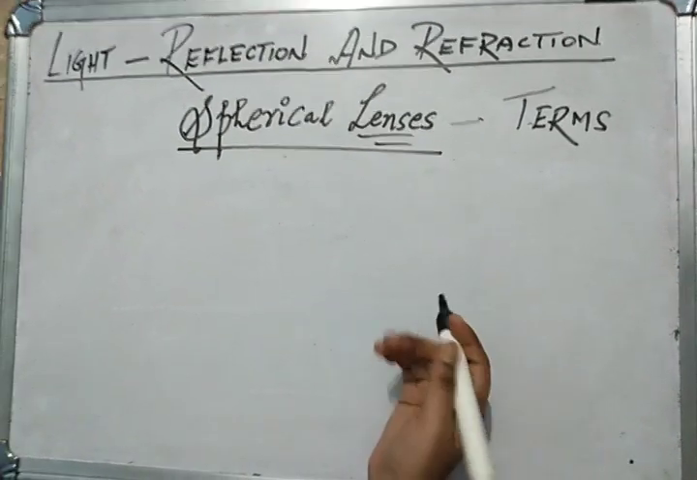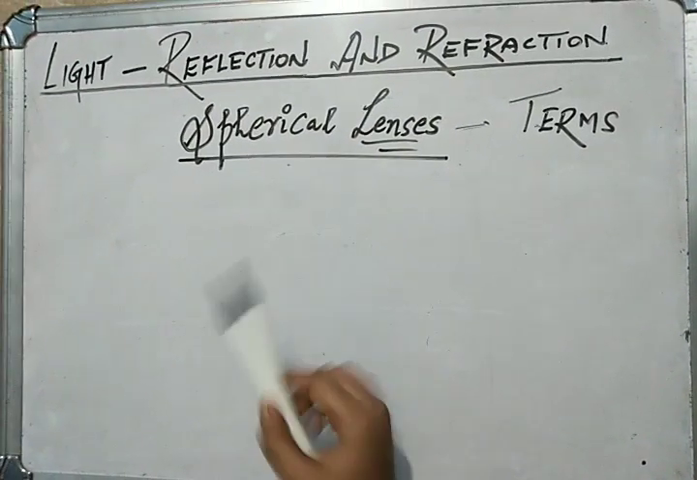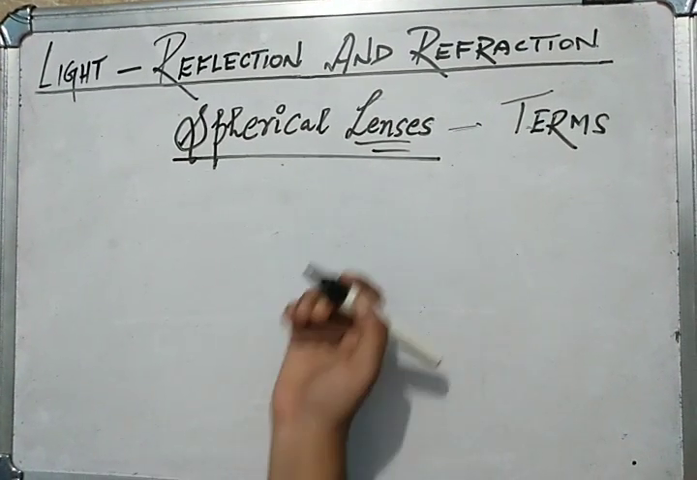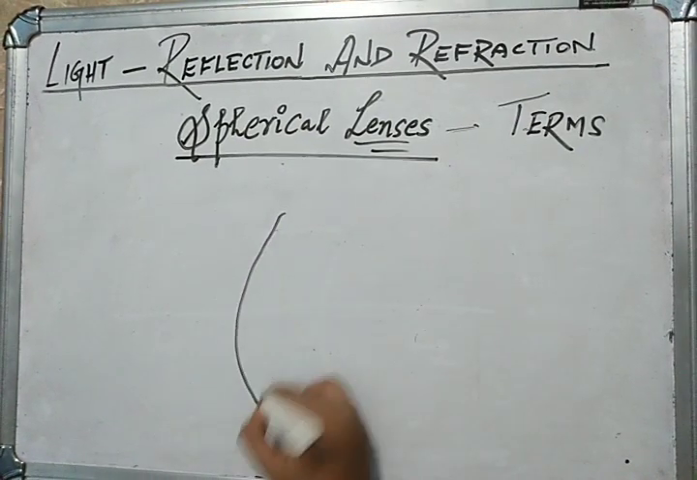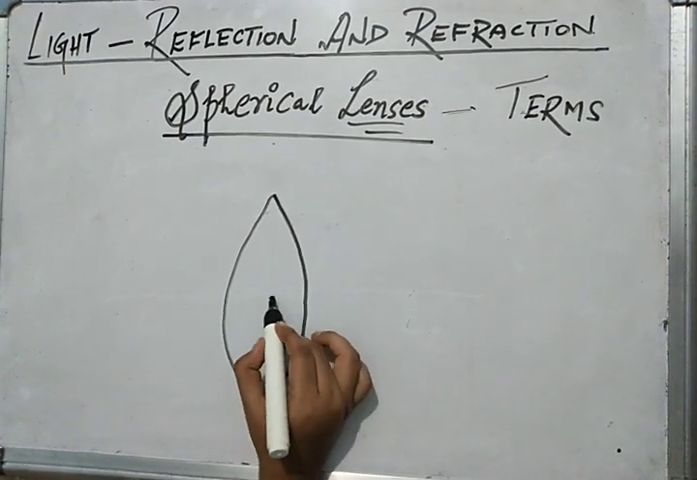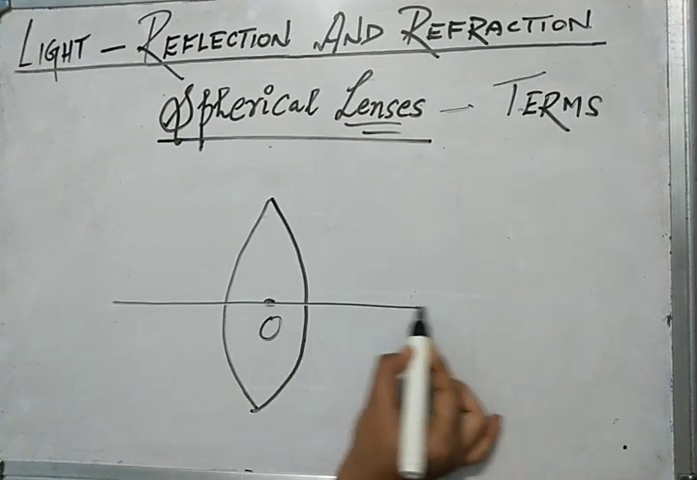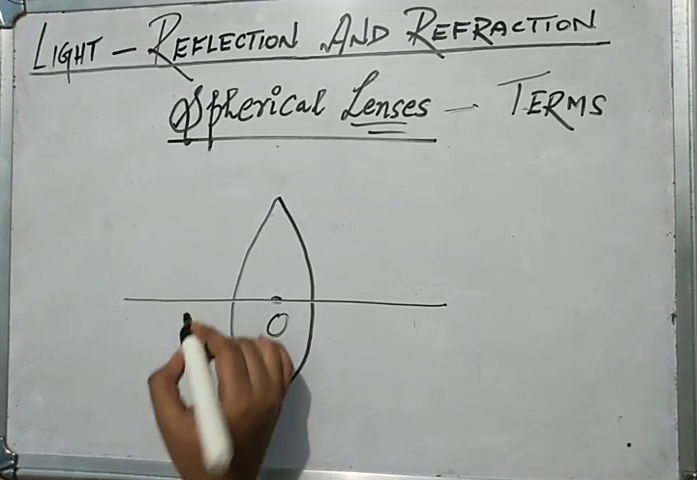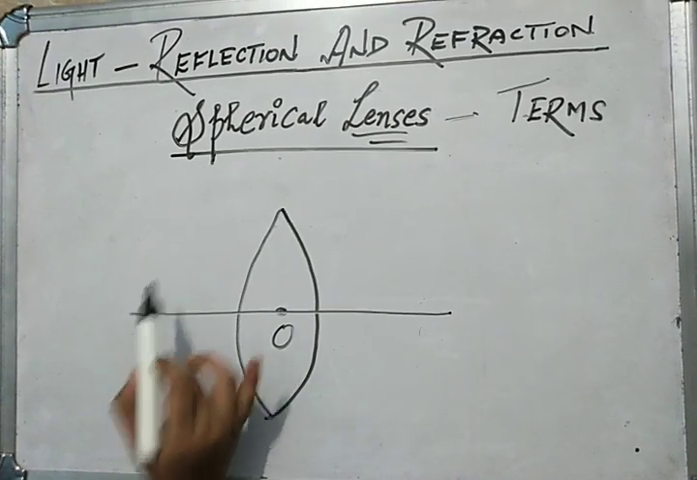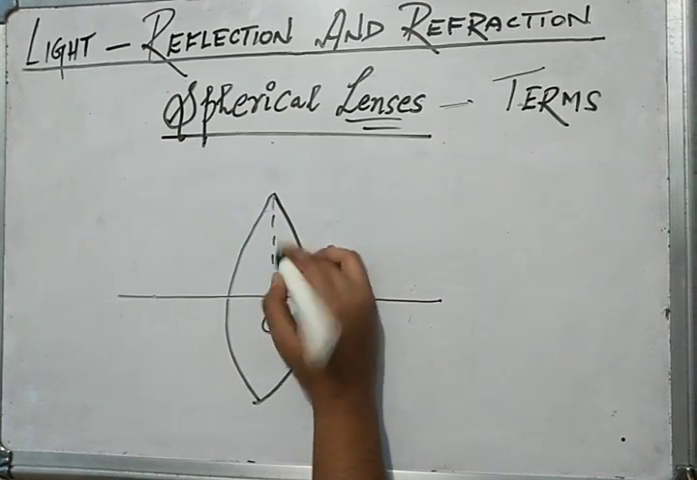Similarly, whatever you learnt in spherical mirrors, the same kind of terms you're going to learn in spherical lenses too. But it's a little different. A slight difference is there. Now first let me go with the convex lens, then I'll teach you with the concave lens. Convex lens, alright. This is the optic center, principal axis. Alright, now some parallel rays to the principal axis are incident on this spherical lens.